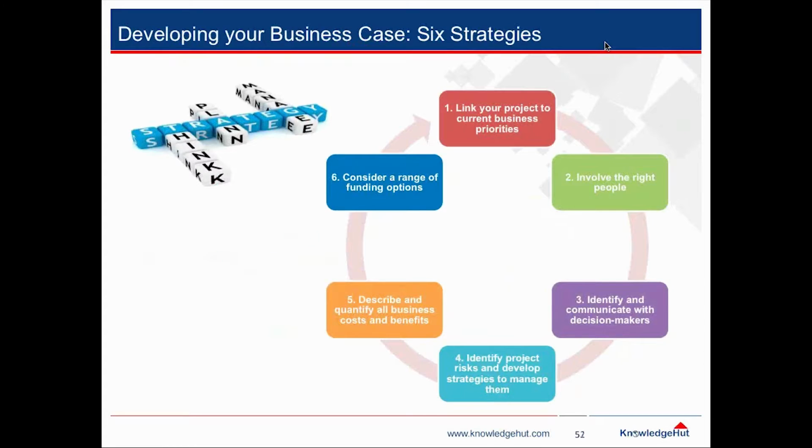Let's look at 6 strategies. Make sure, the first, to link your project to current business priorities, involve the right people, identify and communicate with decision makers, identify project risks and development strategies, describe and quantify all business costs and benefits, and consider a range of funding options.